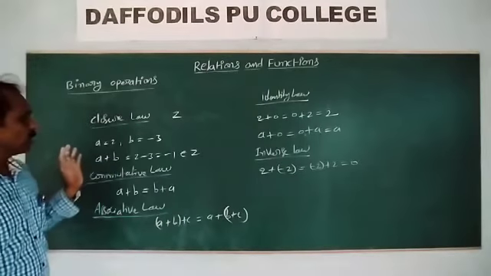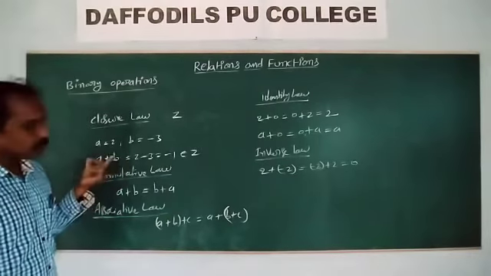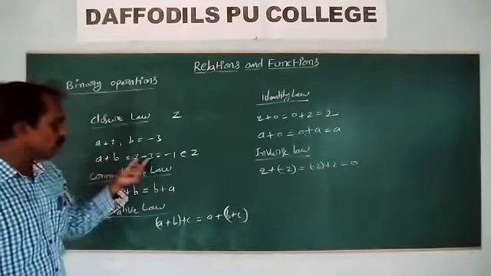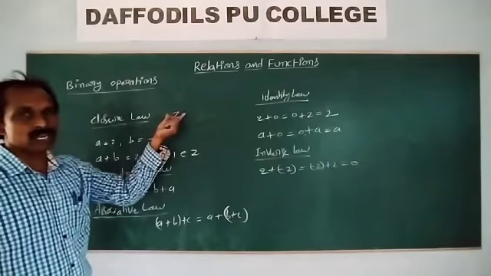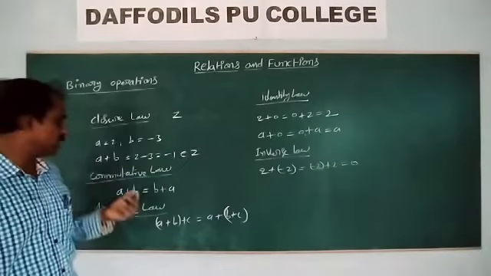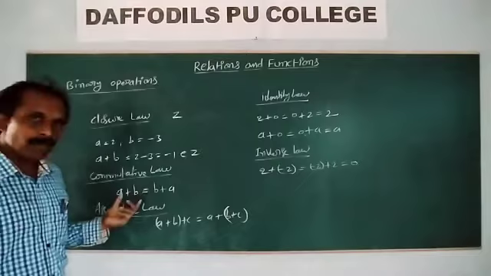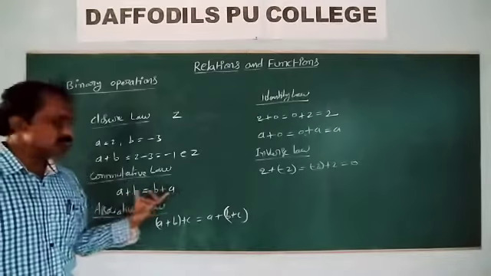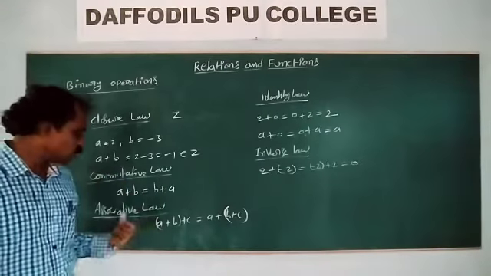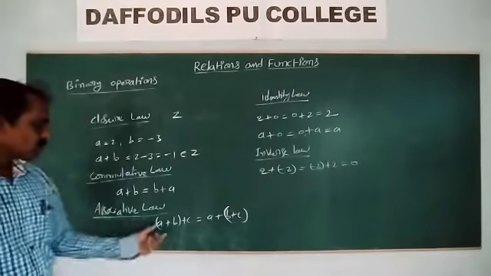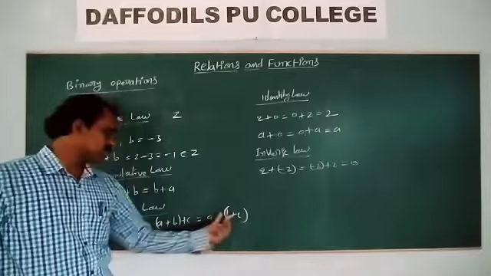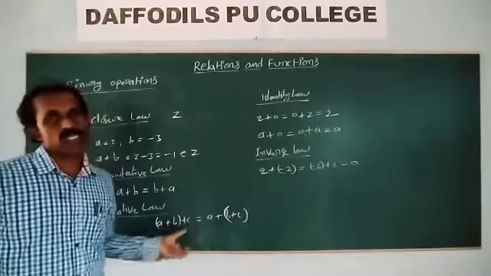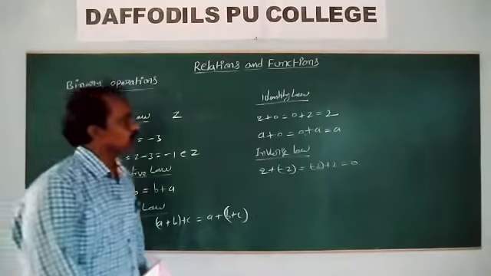Closure law means that either with plus or multiplication, if we take Z, the answer also belongs to that set. Then the closure property is satisfied. Commutative law: A plus B and B plus A, both are the same. Associative law: A plus B plus C is equal to A plus B plus C. Both sides, LHS and RHS, are satisfied. This is called associative law.